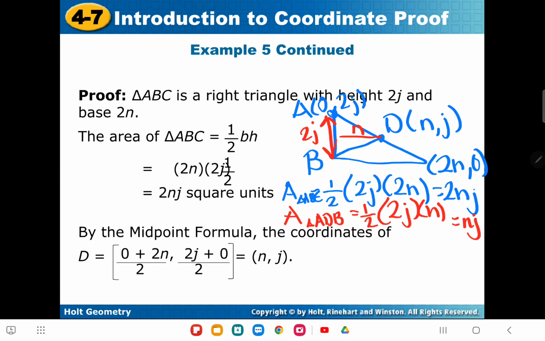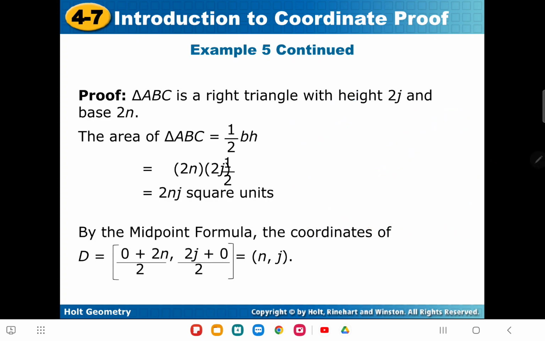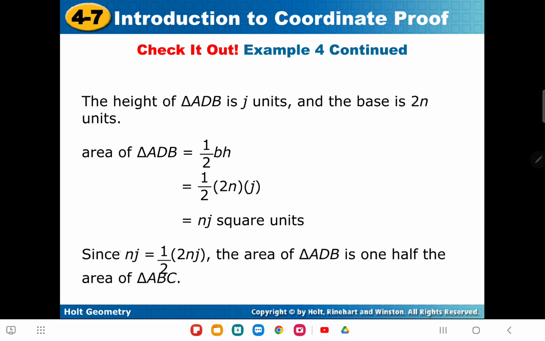And you can see that choosing those multiples of 2 for the coordinates really helped make everything easy to work with. It made fewer fractions. And again, nj is 1/2 of 2nj. The area of ADB is 1/2 the area of triangle ABC.